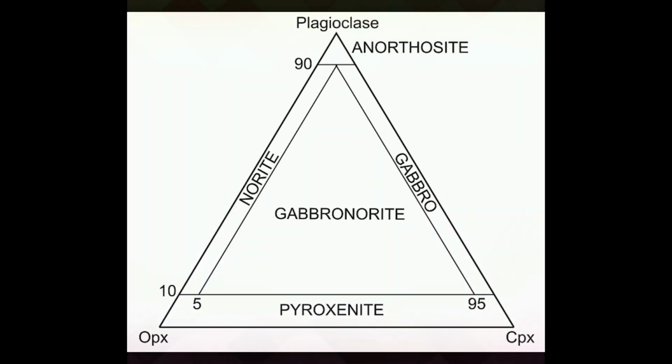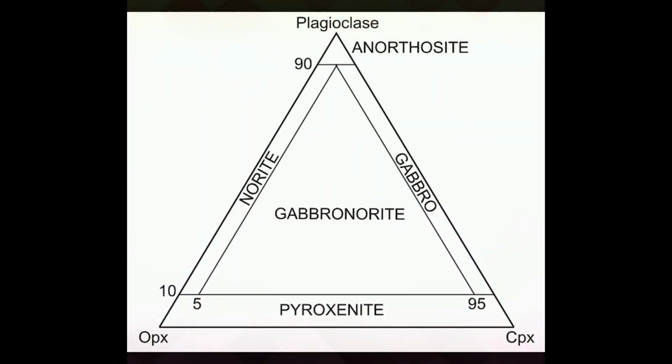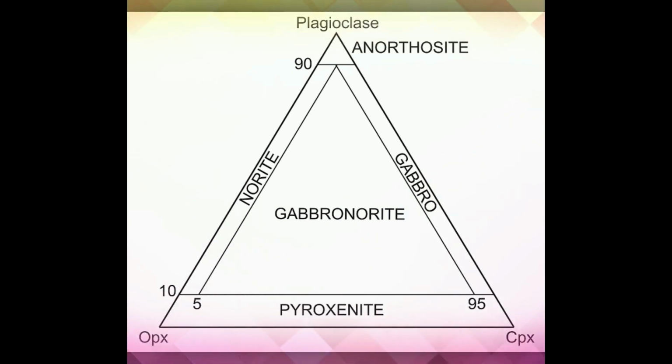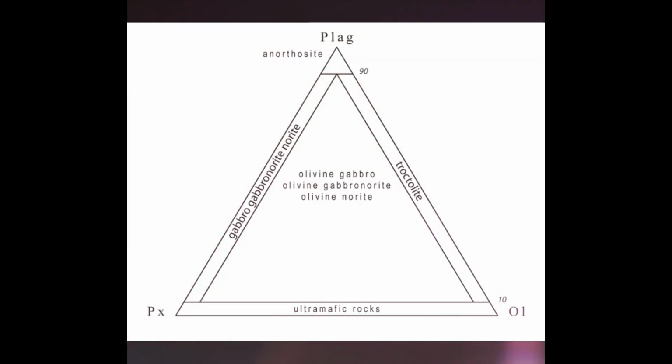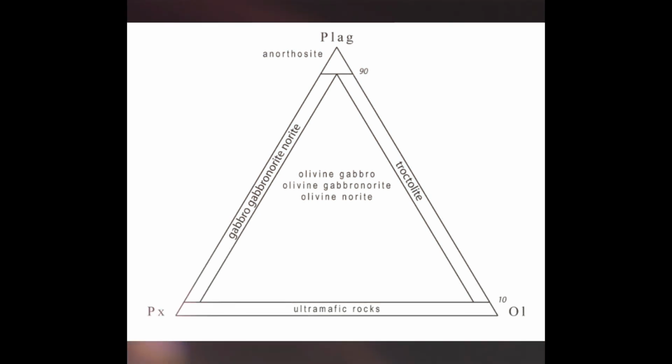But what is gabbronorite? Well, the answer is, if in a rock both orthopyroxene and clinopyroxene are present along with plagioclase as important minerals, then we call it gabbronorite. Now if you have ever come across this diagram, then you must have noted that gabbronorite, all of them have a very small amount of olivine in them.